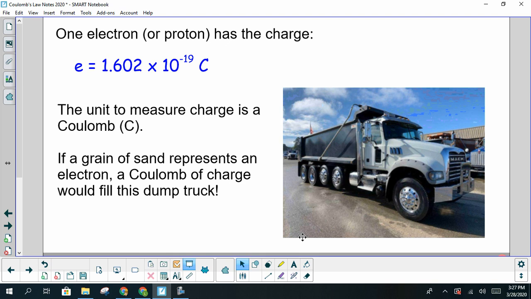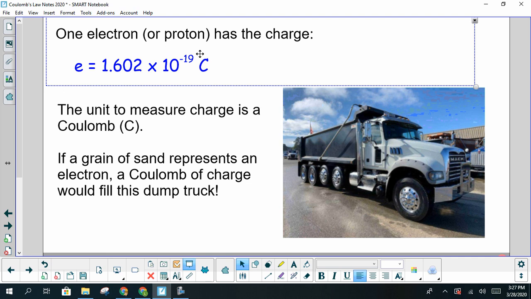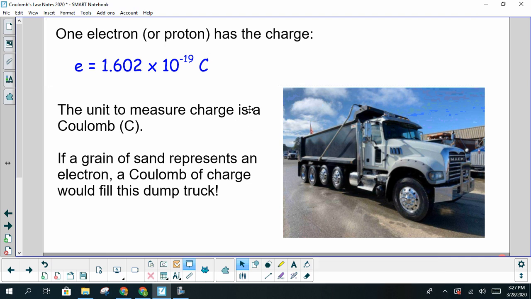So a single electron has a little teeny, right? This number right here, this negative 19th, tells us that we have a little bitty teeny amount of charge that is stored or is on an electron. The charge on an electron we know is to be negative. And the charge on a proton is again going to be positive. The charge on both an electron and a proton are the same size. They're just different. One is called positive and one is called negative.